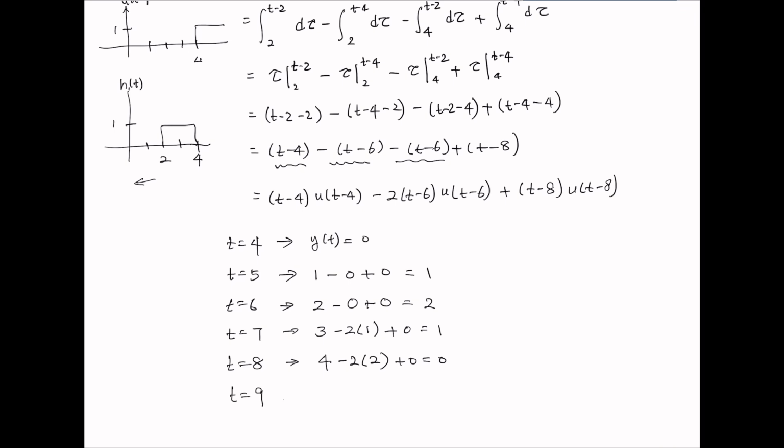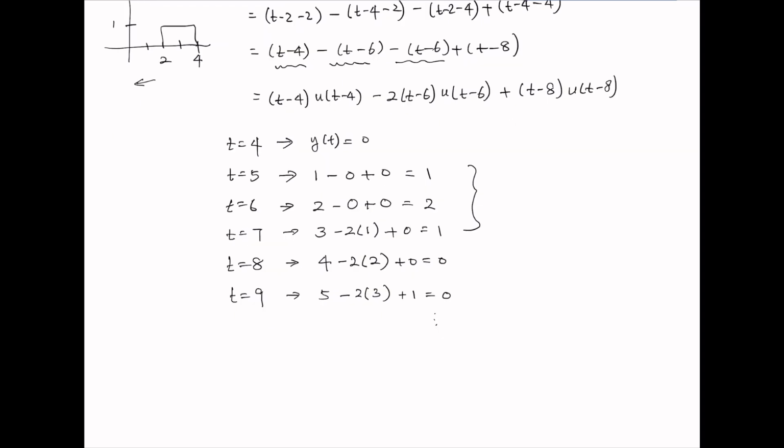And anything beyond that, when t equals 9, we have 5, minus 2 times 9 minus 6, which is 3, and then plus 1, which equals 0. So after that, everything is 0. So these are the values that we can get for the output.